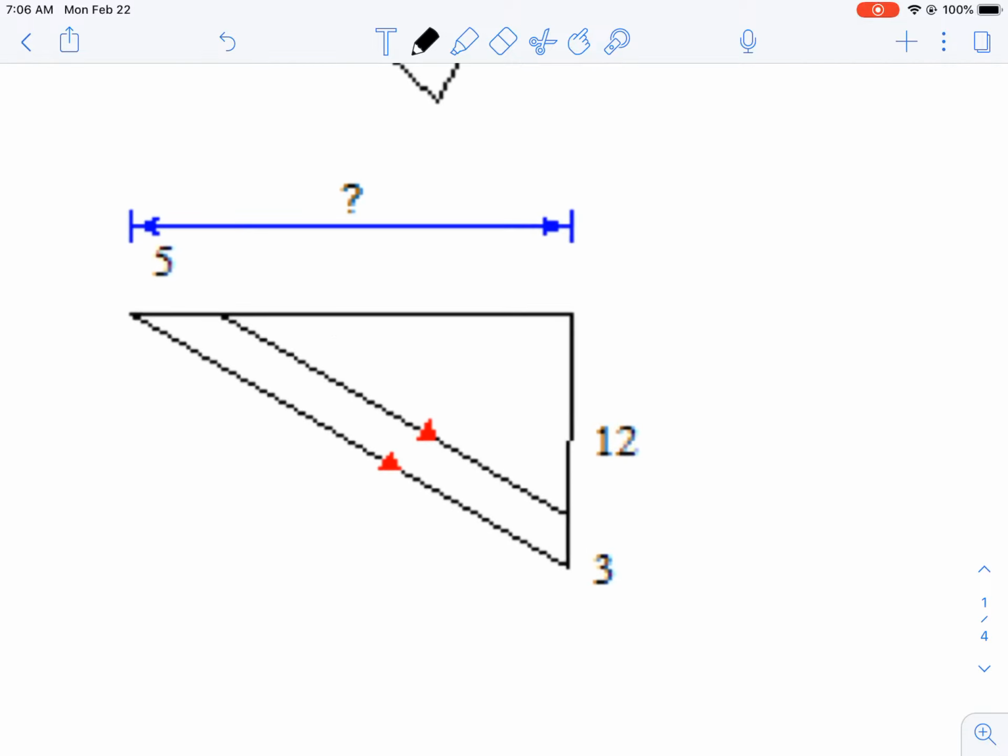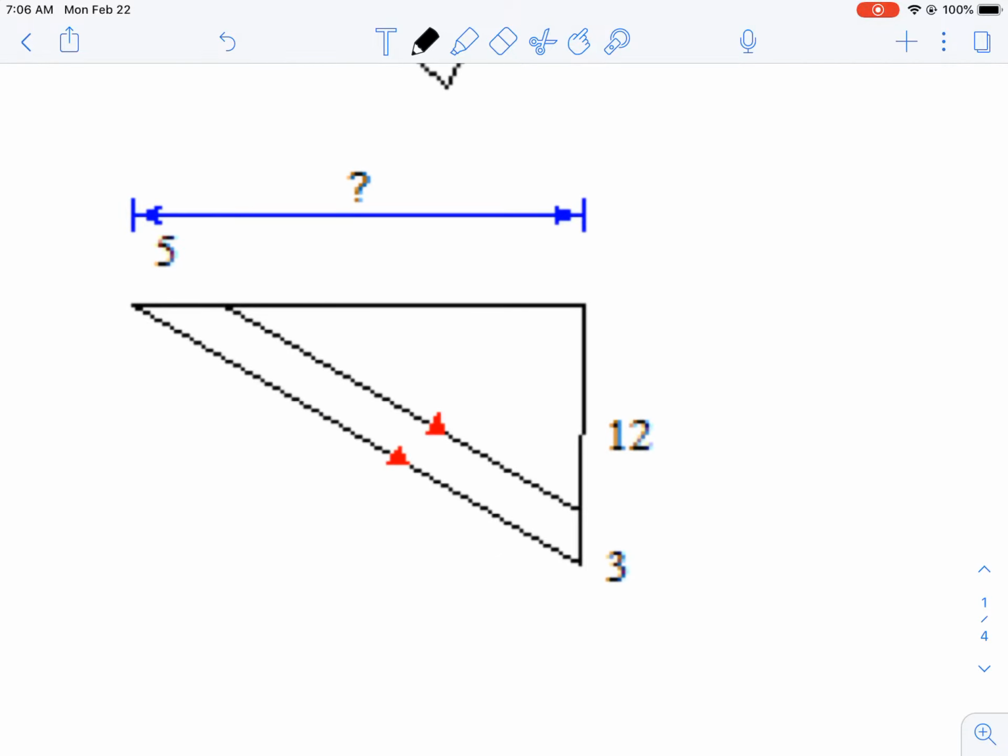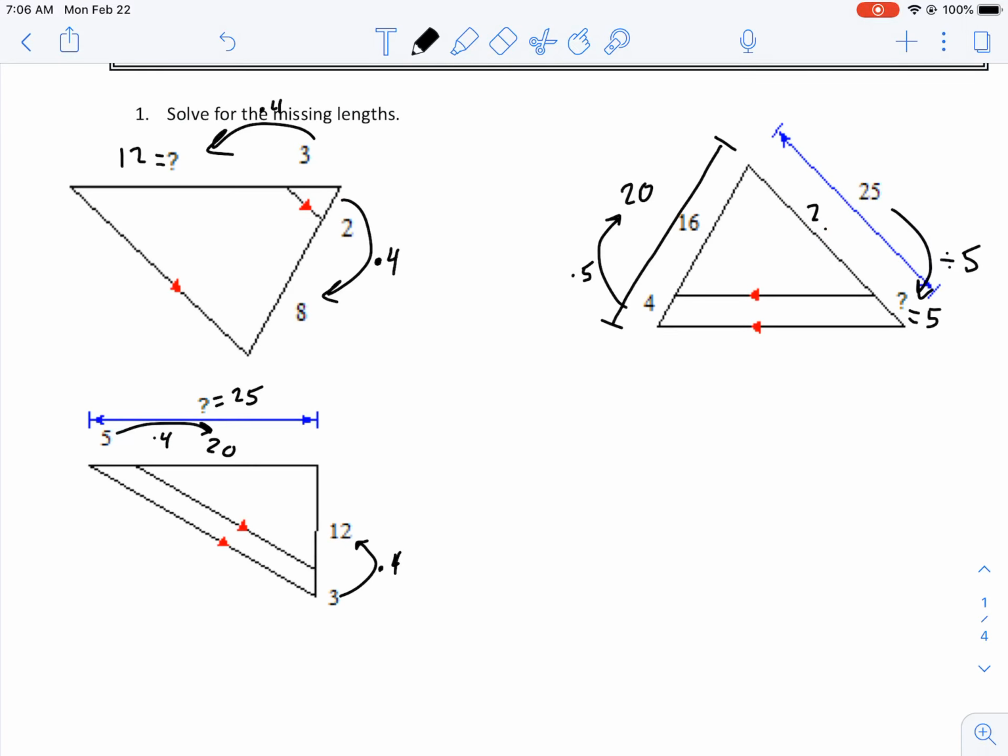Here's another one, pretty much the same thing, except here you can figure that out and then figure out the whole side. So we've got 3 to 12, that's times 4. So 5 times 4 means that must be 20. And then 5 plus 20 is 25. So our answer is 25. Like I said, there's a lot of different things that you can do with that, but this is basically what you're doing.